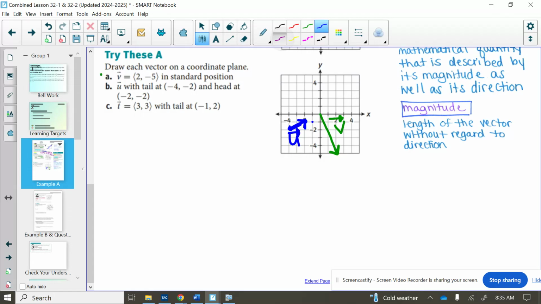Our last one has a tail starting point at (-1, 2). So there is our tail, and we are moving to the right 3 and up 3 from that value. So if we are moving to the right 1, 2, 3 units, and then up 1, 2, 3 units, our vector T would look like so, with that starting tail at (-1, 2), and then the movement to the head, right 3, up 3.